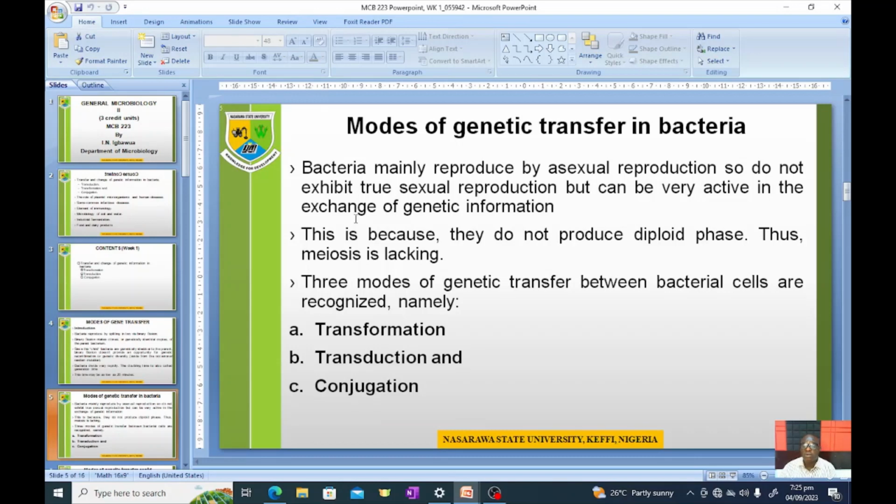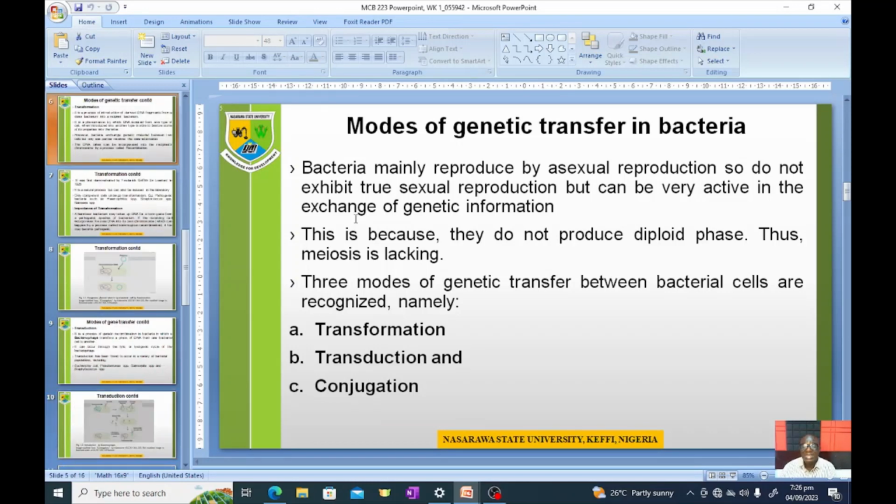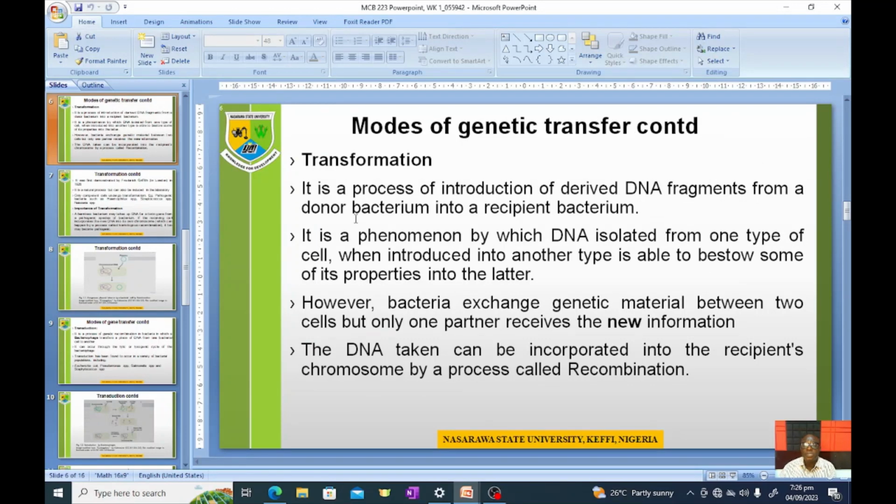Now, 3 modes of genetic transfer between bacterial cells are recognized, namely transformation, transduction, and conjugation. We will briefly consider them one after the other. Transformation, number 1. It is a process of introduction of derived DNA fragments from a donor bacterium into a recipient bacterium.